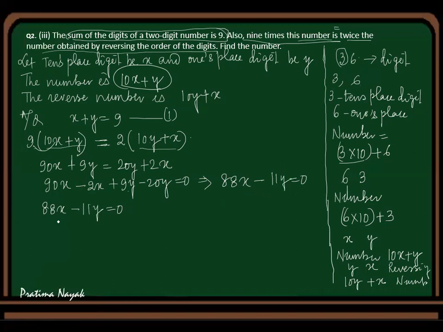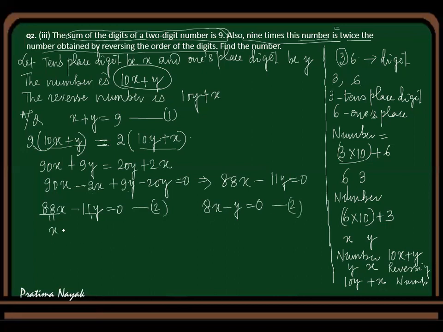And this is your equation 2, but I'll simplify more. I'll divide throughout by 11. Then I'll get 8x minus y is equal to 0, dividing throughout by 11. This is equation 2.